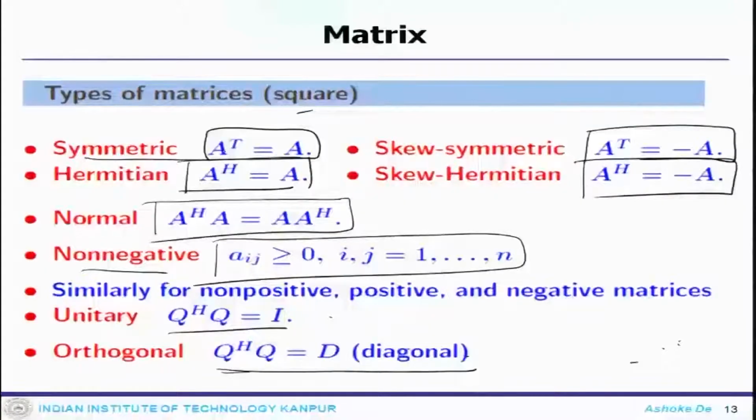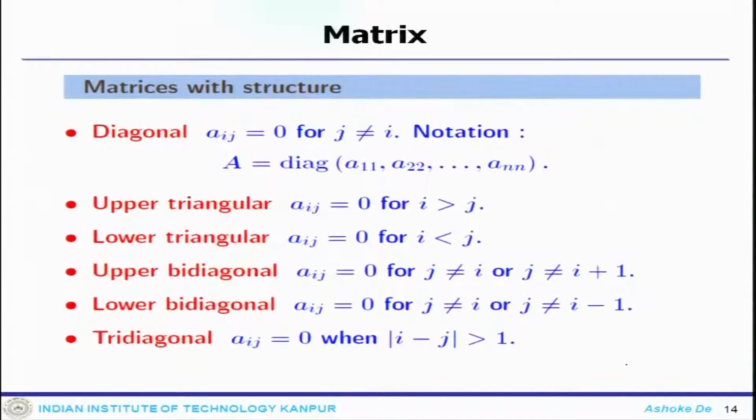Till the last class, we have been talking about the properties of these different matrices, like symmetric matrices, skew symmetric matrices, normal matrices, non-negative, all this. That is where we stopped in the last class. Now moving ahead, this portion of the properties you can find in any textbook, so that is not a problem.